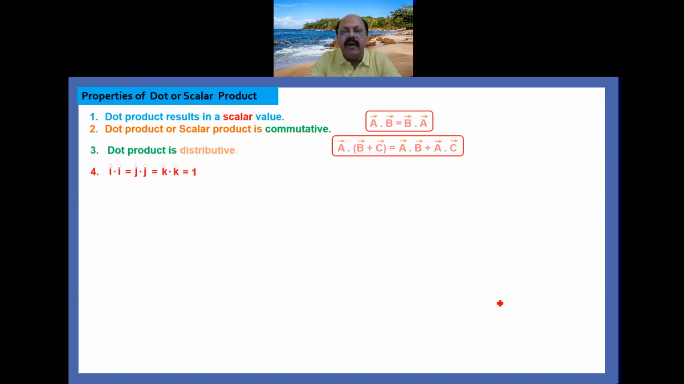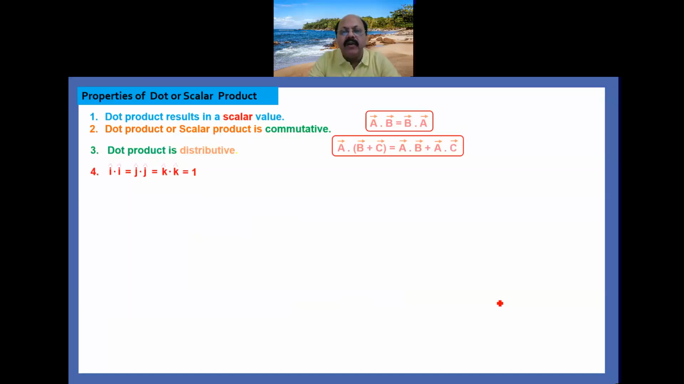So a vector dot b vector equal to ab cos theta. Now if you take the dot product of a vector with itself, that is a vector dot a vector, equal to mod a squared cos 0. So what you will get? You will get a vector dot a vector equal to a square.